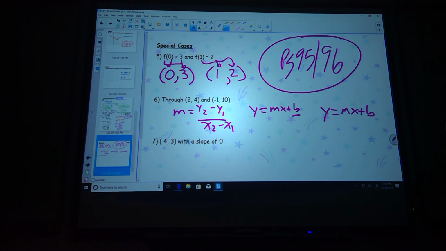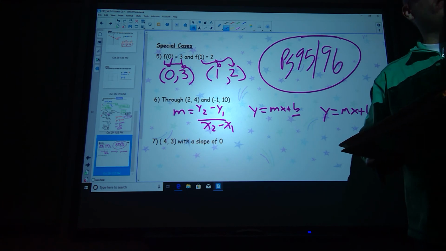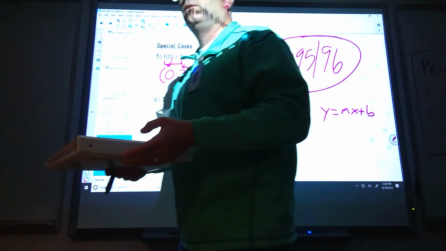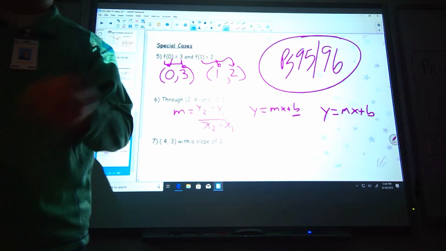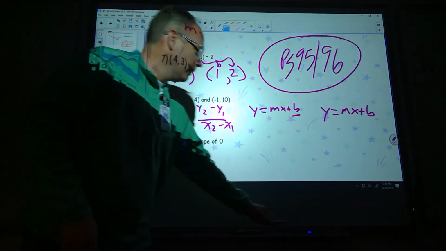Hey, quick question. X equals a number has an undefined slope. So what's the slope? Zero. Undefined, right? Yeah, 0 with the slash through it.